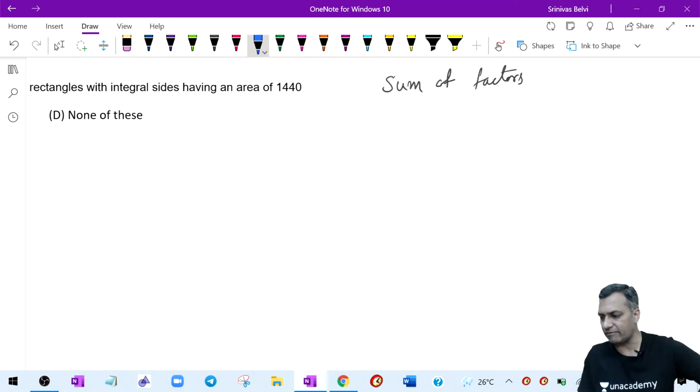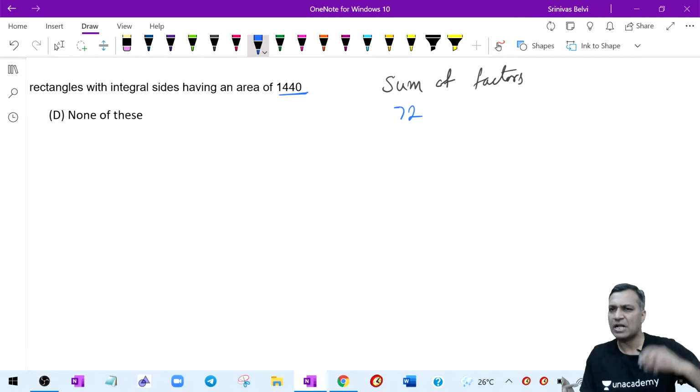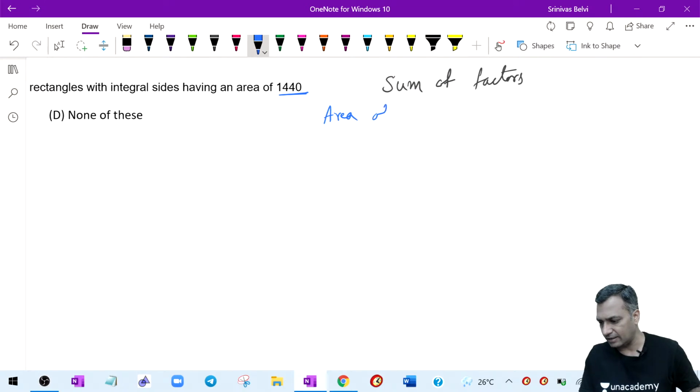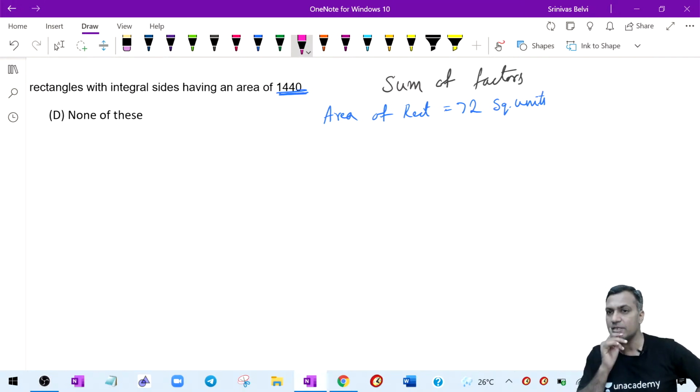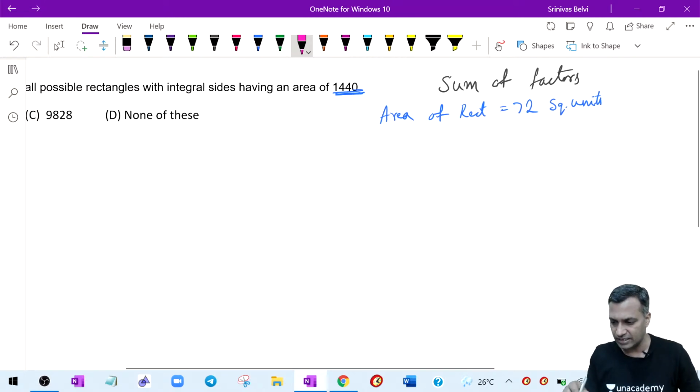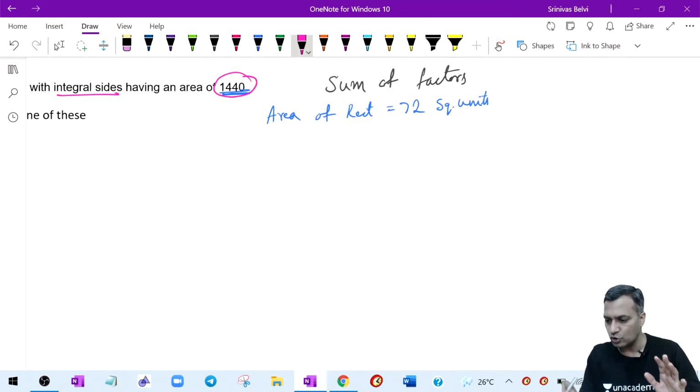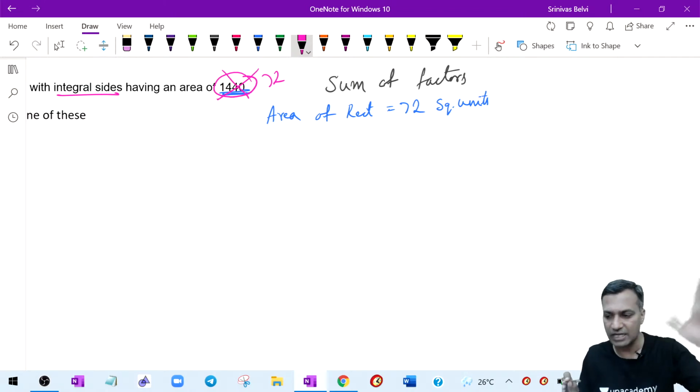Now listen to me. Let me take 72. Let me not take this big number. Let's say that the area of the rectangle is 72 square units. I have not taken this number because with 72 I can show you. Let the area of the rectangle be 72 square units. And the sides are integers, otherwise 72 can be written as some fractions also. The sides are integers, given. Integral sides. I just changed the number to 72 to illustrate, and then we'll come back to this question.